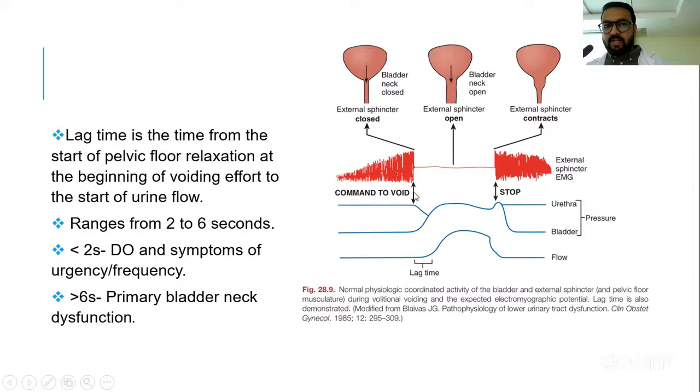The lag time is the time from the start of the relaxation to the beginning of the urine flow, which is normally 2 to 6 seconds. If it is less than 2 seconds, it indicates detrusor overactivity. And if it is more than 6 seconds, it indicates primary bladder neck obstruction.